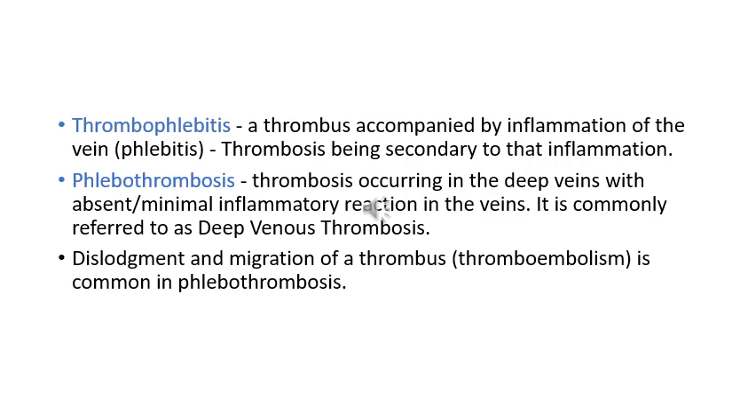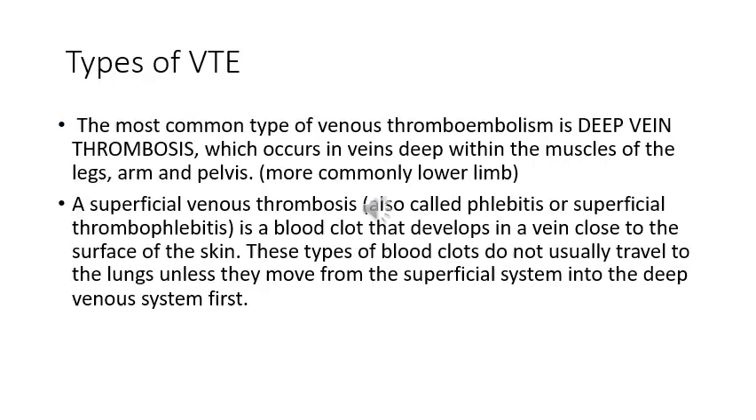Dislodgement and migration of a thrombus is seen more in phlebothrombosis than in thrombophlebitis, because in thrombophlebitis there is an inflammation of the vein, so the thrombus is more adherent. It is formed secondary to that inflammatory area. It is more adherent, so there is less chance of detachment in thrombophlebitis. Whereas in phlebothrombosis, there is more chance of it getting dislodged and forming a thromboembolism, especially pulmonary embolism.